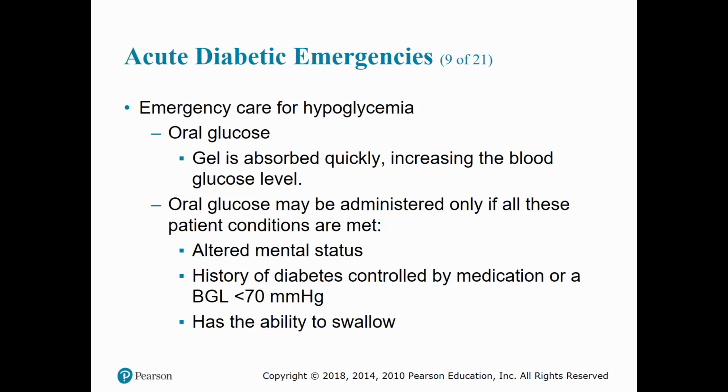In cases in which all three criteria are not met, do not administer oral glucose. Instead, just provide emergency medical care for a patient with altered mental status and an unknown history. With oral glucose, it is absorbed very quickly within the mouth through the mucosal pores, thus increasing the patient's blood glucose level.